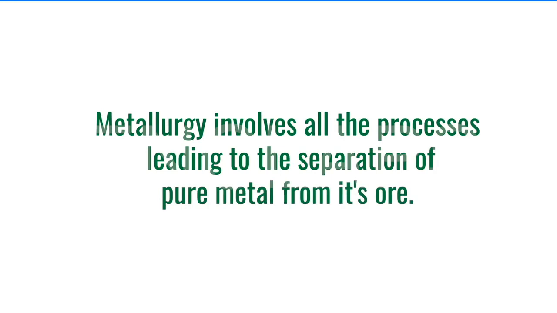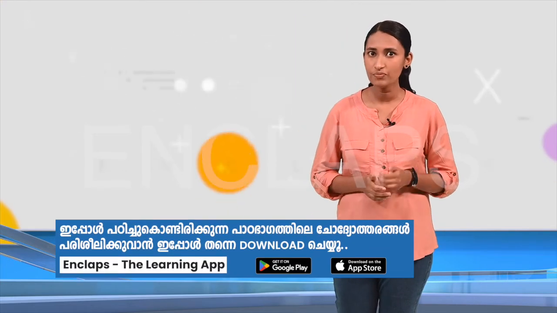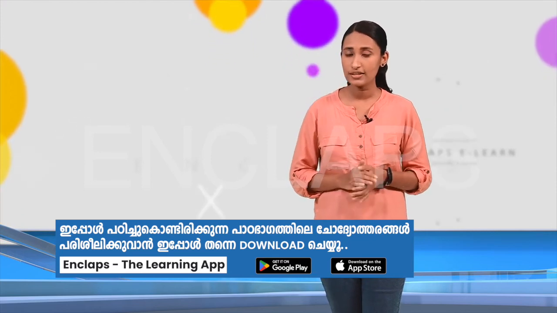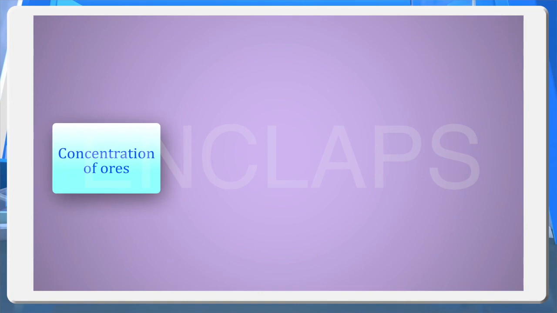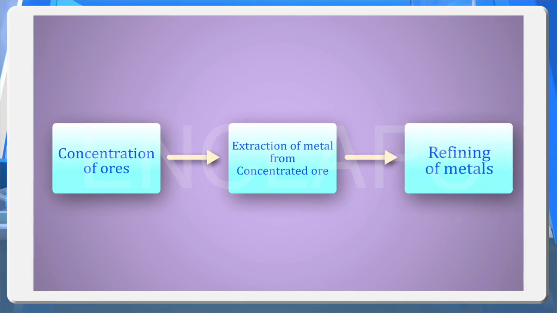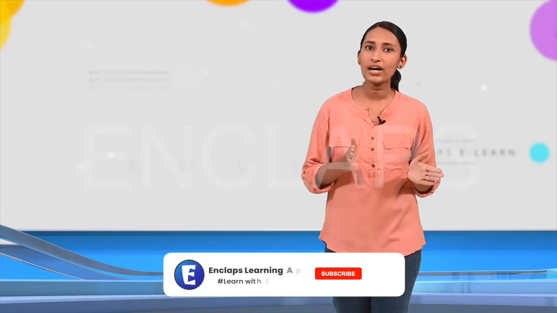Now we can discuss metallurgy. Metallurgy involves all the processes leading to the separation of pure metal from its ore. The whole process of metallurgy takes place through three stages. And I will show you a flow chart showing these three stages. The first one is concentration of ores, then the extraction of metals from the concentrated ore, and finally the refining of metals. We can study more details about each stage in our coming classes.